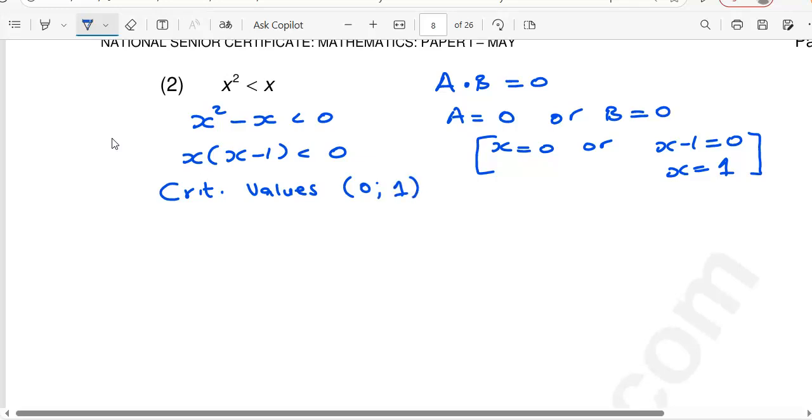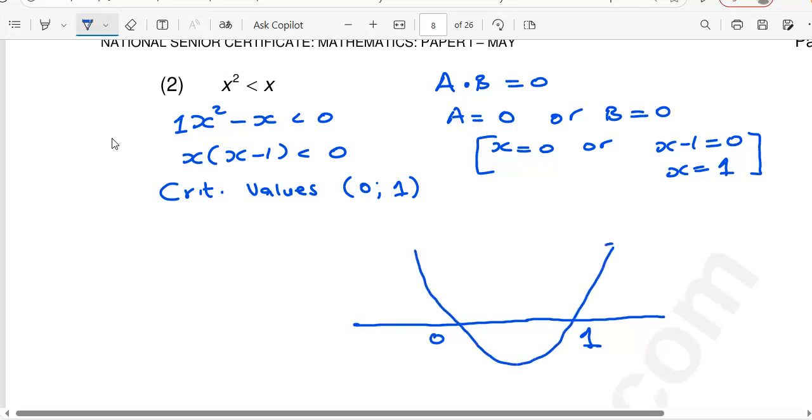So now that you have your critical values, let us do the most important part of an inequality, where we need to find the final solution. You're going to write your numbers on your number line. This is 0, this is 1. So now, because the value of a is 1 here and it's positive, your graph will be concave up. They need to see this on your answer sheet. It's very important to show this on your answer sheet.